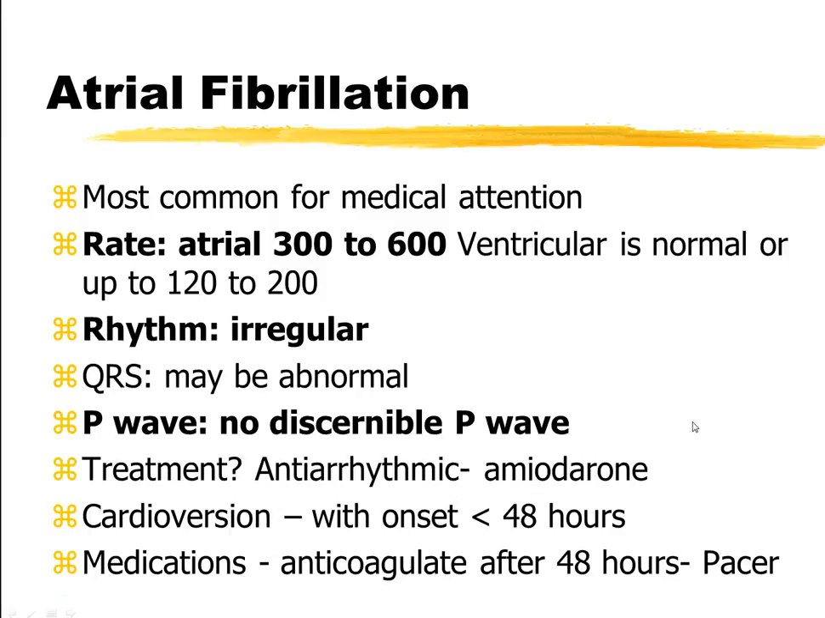Because what happens if the atria are not contracting well, they're just quivering, is that a blood clot can form up there, and we don't want them to get a PE or a stroke. So we choose to anticoagulate first and then try to put them back into a normal rhythm.